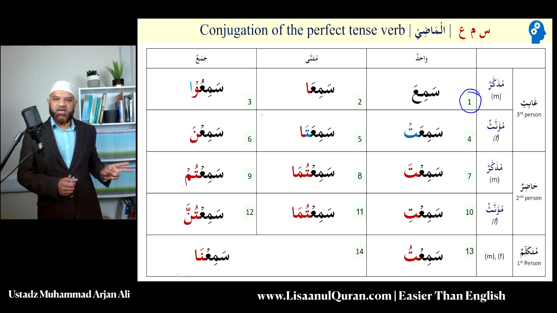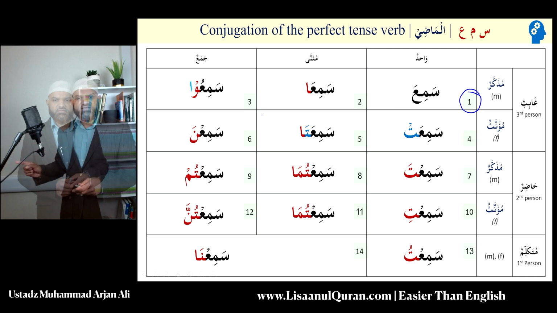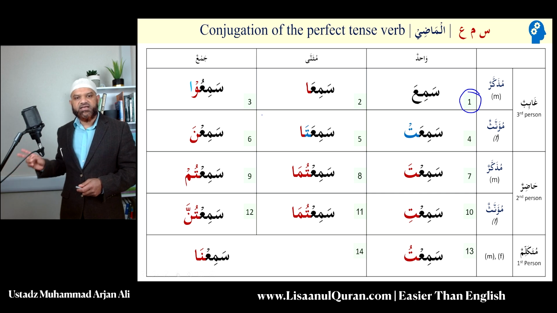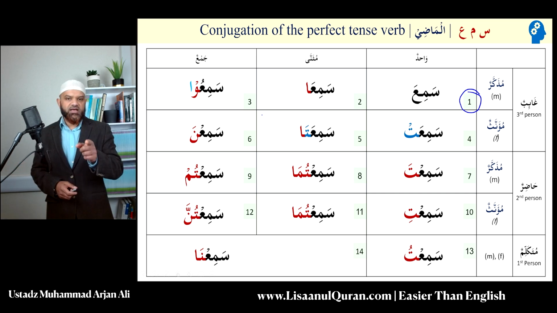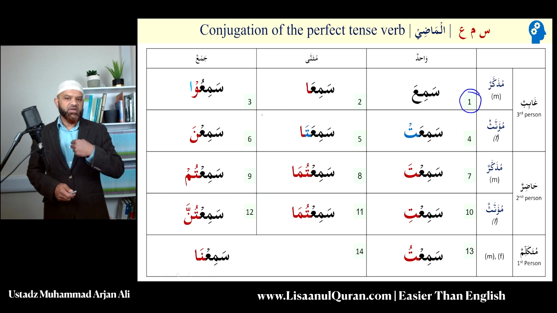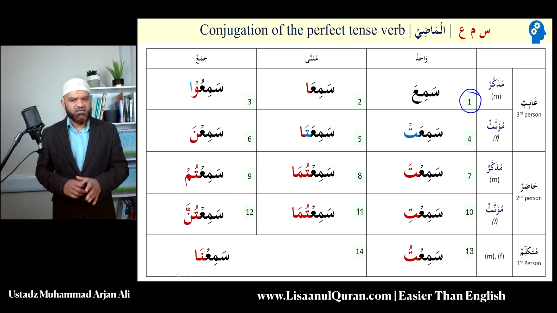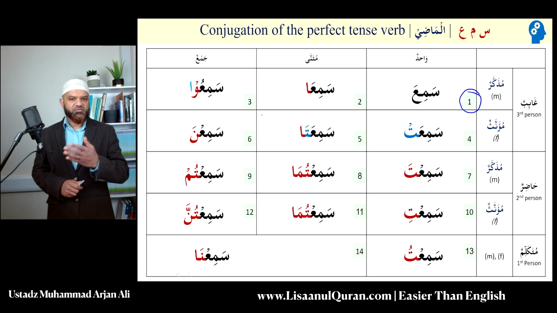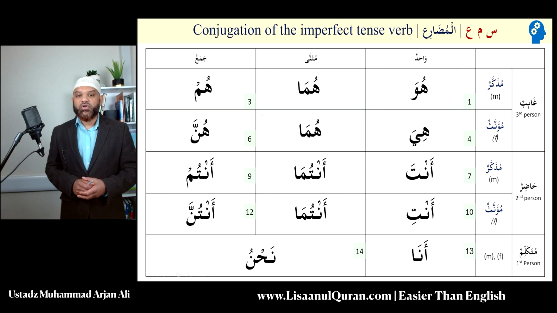Sami'a, sami'a, sami'u. Sami'at, sami'ata, sami'na. Sami'ta, sami'tuma, sami'tum. Sami'ti, sami'tuma, sami'tunna. Sami'tu, sami'na. So here we have the 14 Madi, which I'm sure by now, if you've done the practice, as I mentioned, should be second nature to you. So we're now going to conjugate the Mudare.